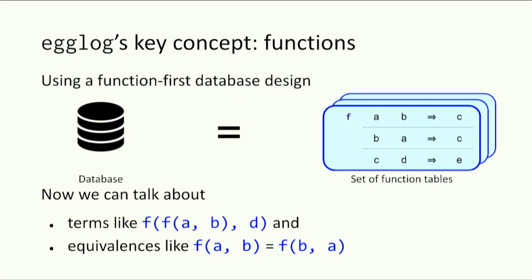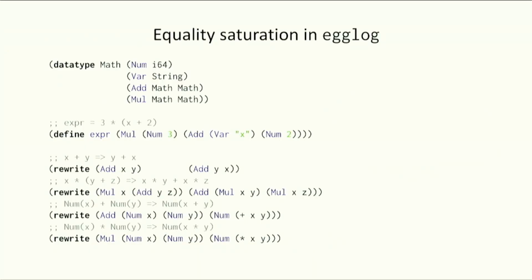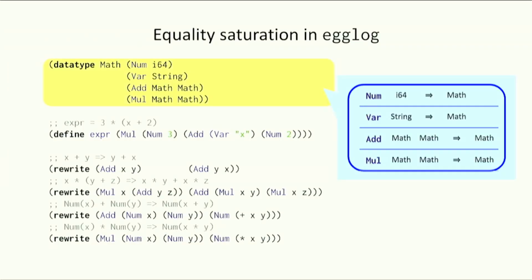With functions, we can talk about terms and equivalencies between these terms. And here's an example term rewriting program in egglog. We can define these data types with constructors in egglog, and each constructor corresponds to a table that represents a function to the math data type. And elements of the math data type will be generated on demand.